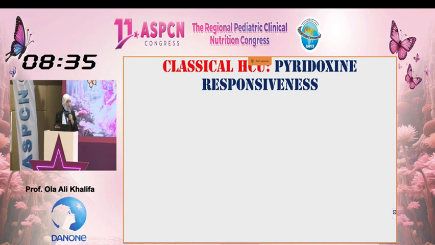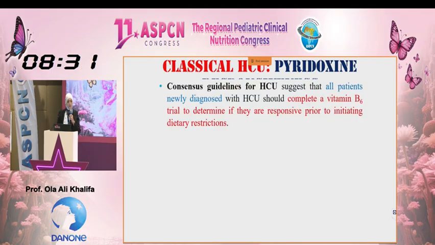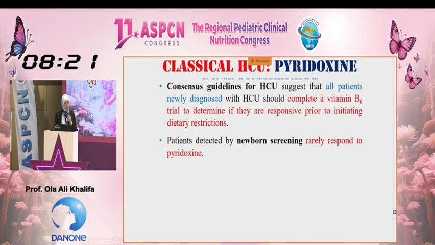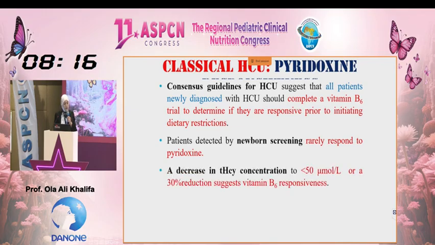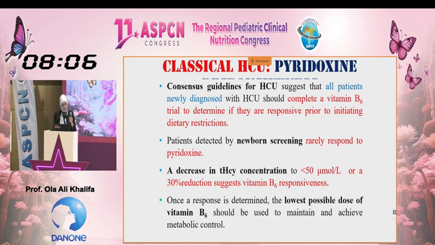Classical homocystinuria pyridoxine responsive, I'll just speak quickly. Consensus guidelines suggested that all patients newly diagnosed with homocystinuria, as I have mentioned, have to complete a vitamin B6 trial to determine if they are responsive prior to initiating dietary restriction. Patients detected by newborn screening rarely respond to pyridoxine. A decrease in total homocysteine of less than 50 micromole per liter, that's to say a 30% reduction, suggests vitamin B6 responsiveness. Once a response is determined, the lowest possible dose of vitamin B6 should be used to maintain active metabolic control.